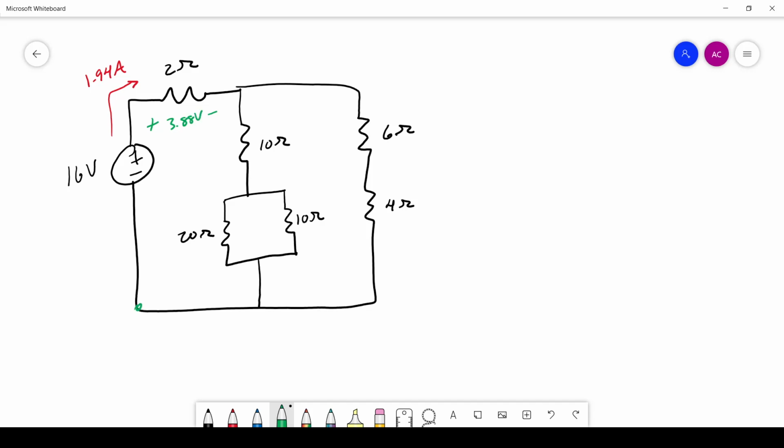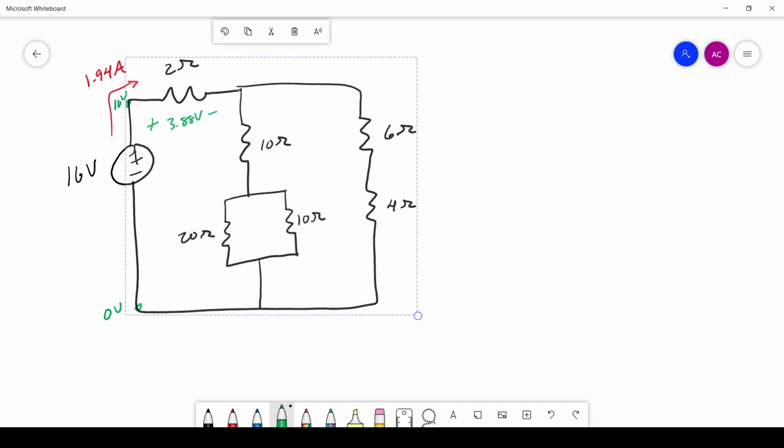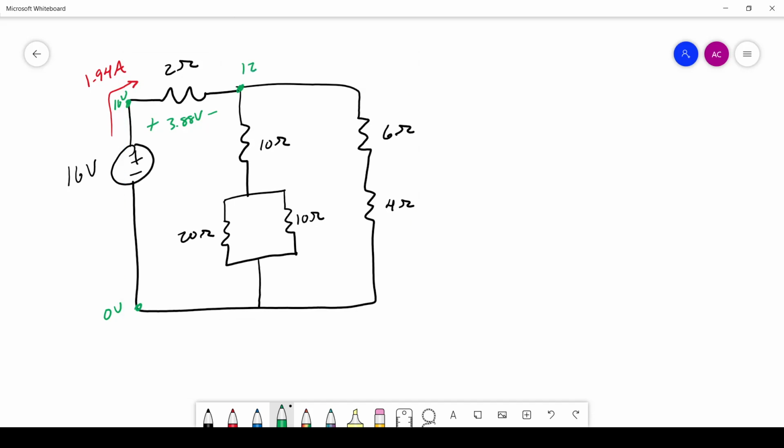Okay. So this is the notation I like to use again. So we have 0 volts here, 16 volts at the top. All right, and then if we do 16 volts minus 3.88 volts, that'll be 12.12 volts here.